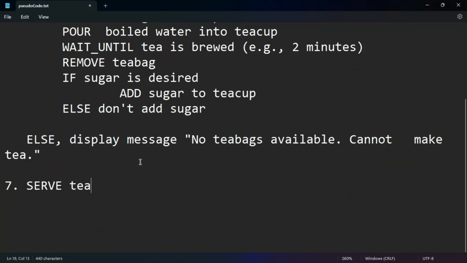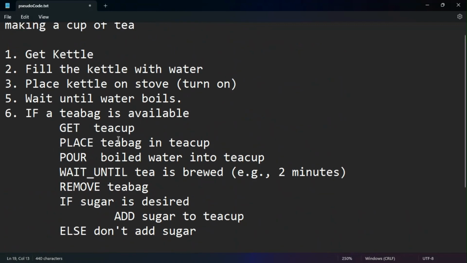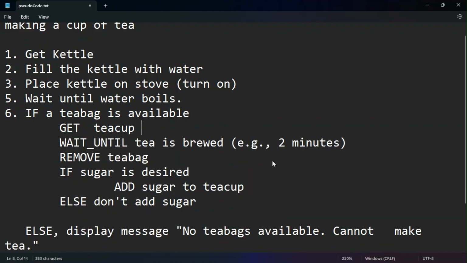And that is the pseudocode for making a cup of tea. And what is important here is that each step follows each other logically. If, for example, we were to remove these steps over here, it's clear that the pseudocode is incomplete because we are getting a teacup and then all of a sudden we are brewing the tea. So it's important that each step follows each other logically. And that is a brief example of how to write your pseudocode.